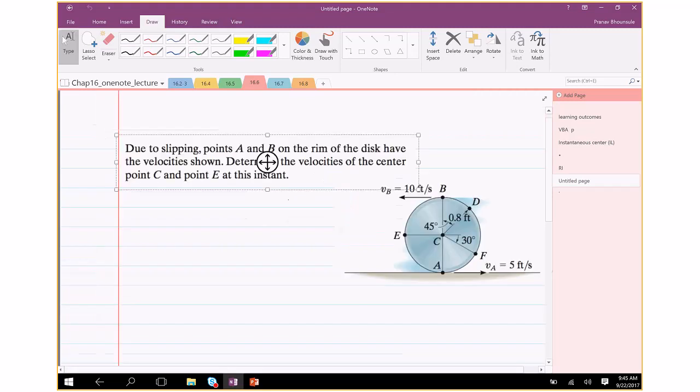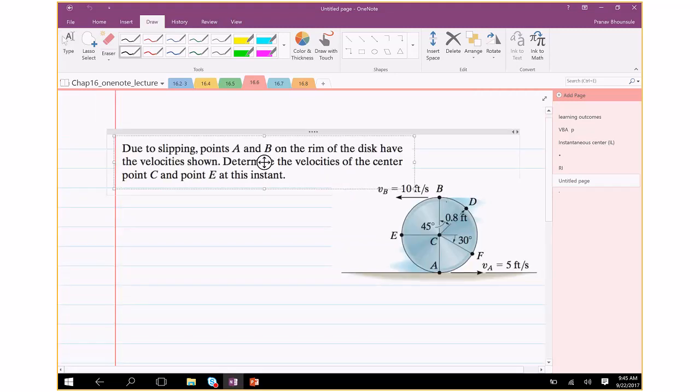So due to slipping, points A and B on the rim of the disk have velocities as shown. Determine the velocity of the center, point C, and point E. Now this is slightly different from the rolling wheel. This is not rolling. This is slipping because velocity of point A is not 0. So do not make the assumption that this point is rolling. You have to find the velocity of point C and velocity of point E given this information. If this one rolls to the right, this point moves to the left.